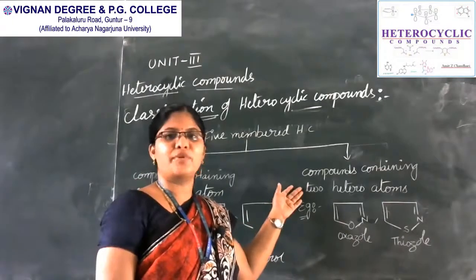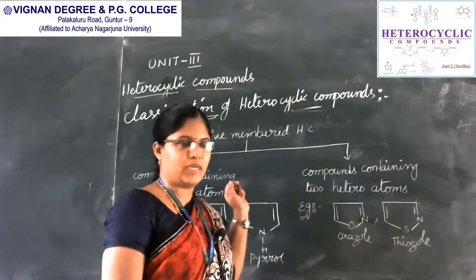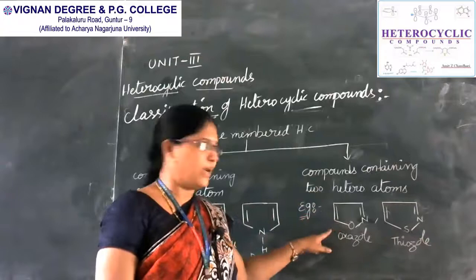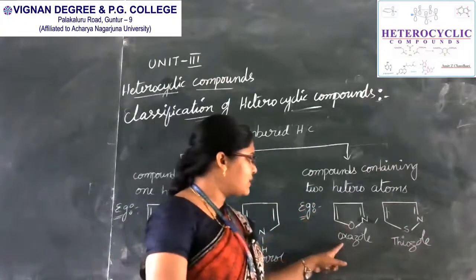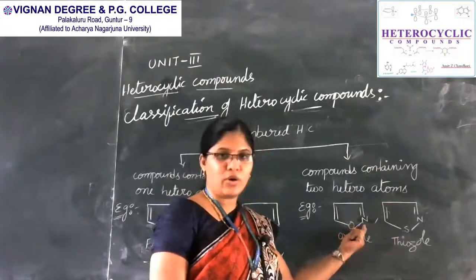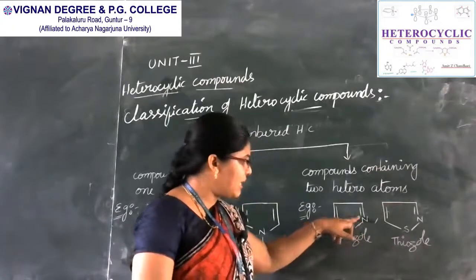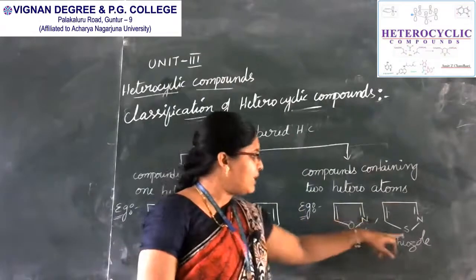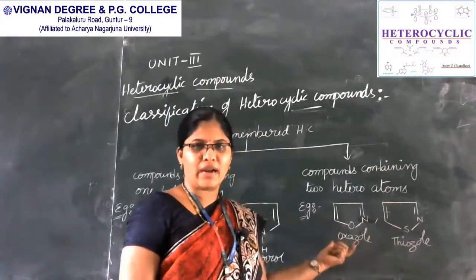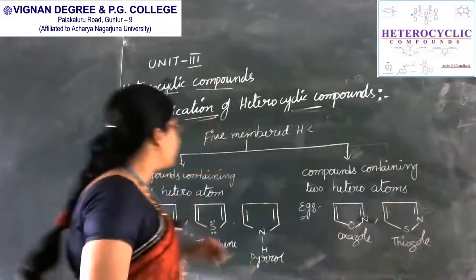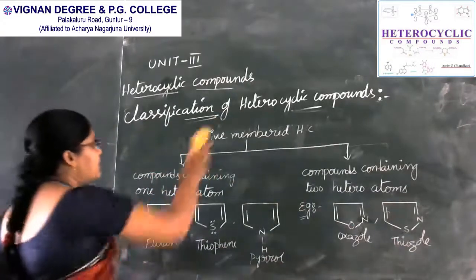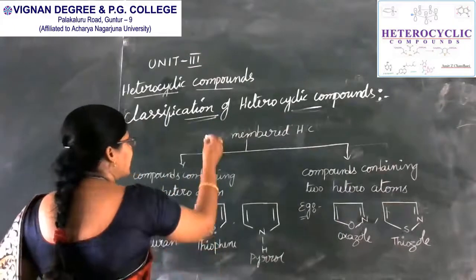Next one, compounds containing 2 heteroatoms. That means the ring contains 2 heteroatoms. For example, oxazole and thiazole. In oxazole we are seeing 2 heteroatoms, oxygen and nitrogen, and in thiazole we are seeing sulfur and nitrogen, 2 heteroatoms in the ring. This is the 5-membered heterocyclic compounds. And next one, 6-membered heterocyclic compounds.